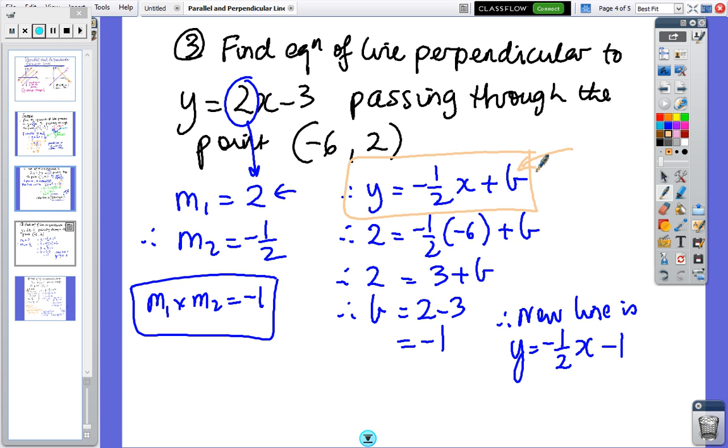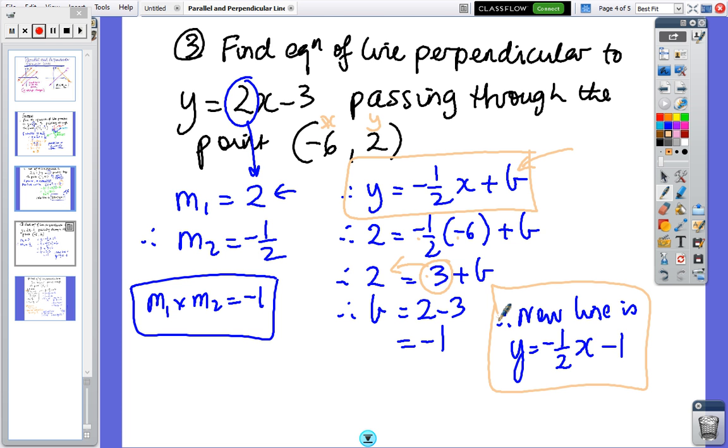Don't forget that the first value is the x and the second value is the y, and don't be making mistakes with 2 minuses, make a plus, and then the 3 goes across the other side, becomes a -3, end up with -1, so the new line is -1/2x minus 1. Okay, so that's in gradient intercept form.